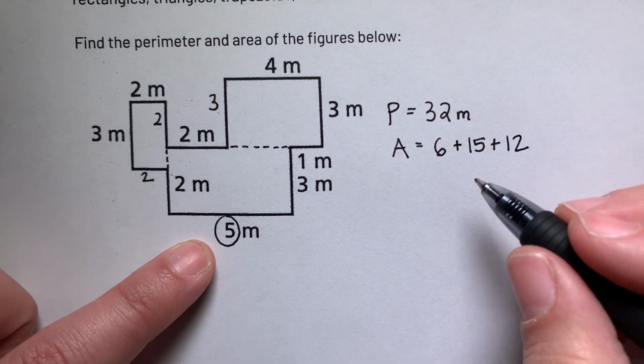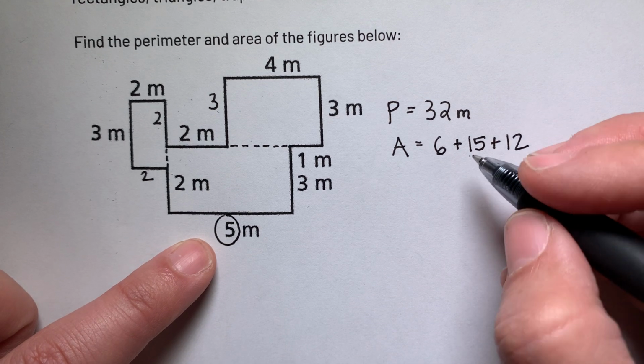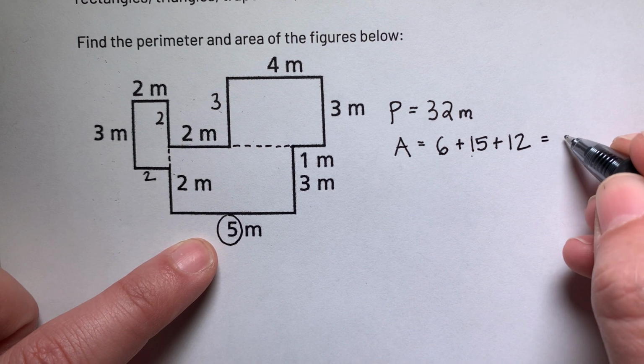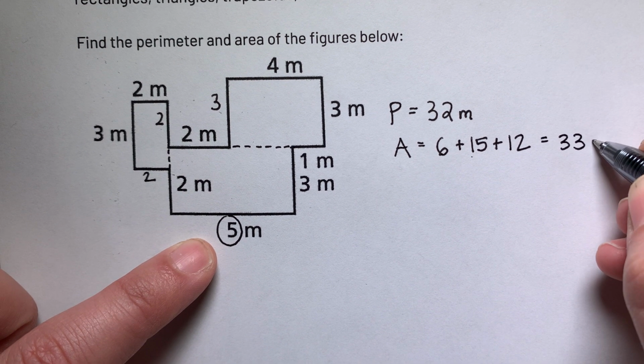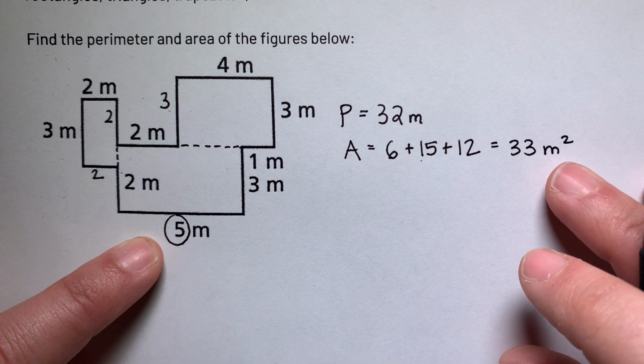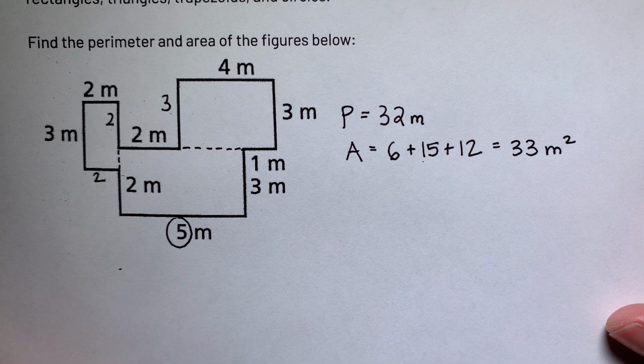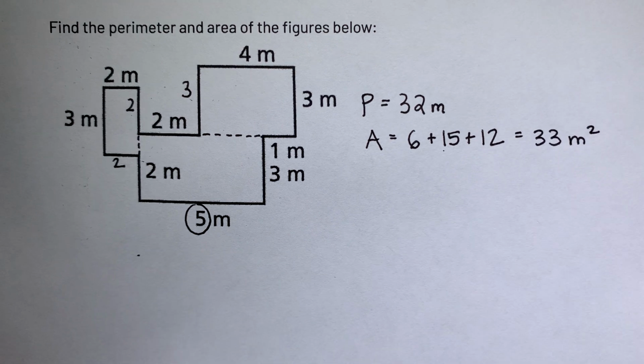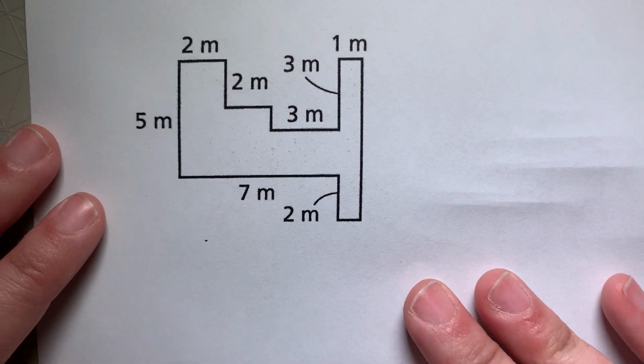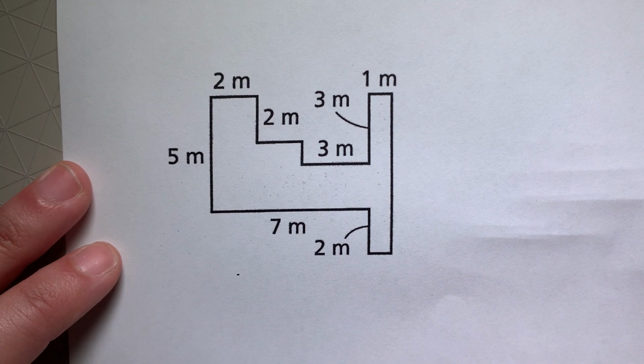So now I'm just gonna add those together. 21 plus 12 is 33. And for area, remember, it is squared. And just like that, you've found the area and perimeter of a composite figure. All right, so let's do this one from scratch.